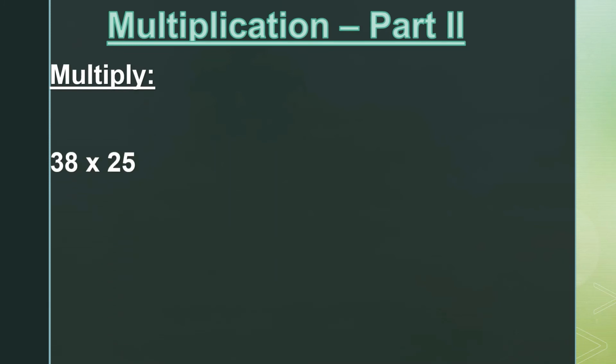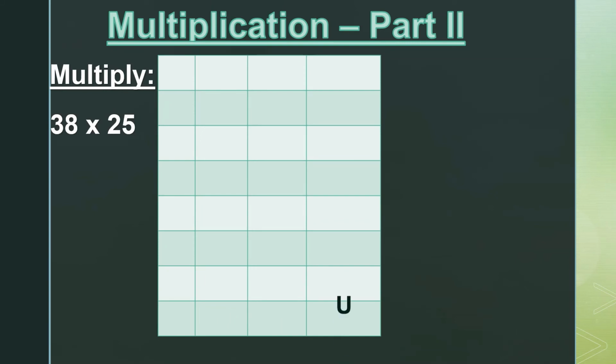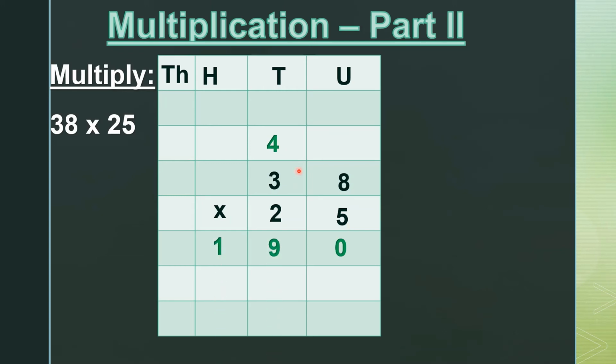38 multiplied by 25. Let us write the place values. 3 in tens place, 8 in units place, 2 in tens place, 5 in units place, multiplication sign. 5 eights we get 40, we write 0 in units place, 4 in tens place. 5 threes 15, 15 plus 4, 19, we write 9 in tens place, 1 in hundreds place.